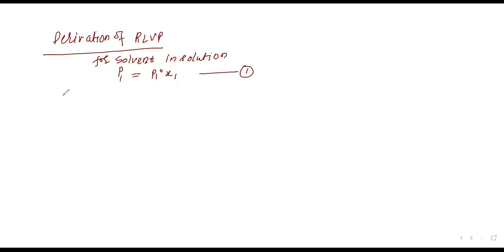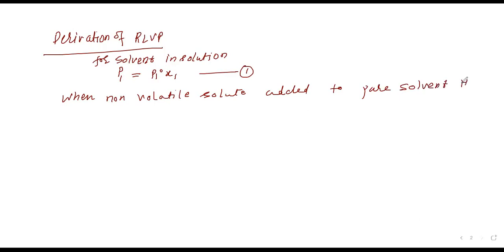Okay. Now, when a non-volatile solute is added to pure solvent, then vapor pressure will increase or decrease? Decreases. Okay, so what we can write? Delta P, that is the change, is equal to, which one is more? That is P1 naught minus P1. Is it okay?